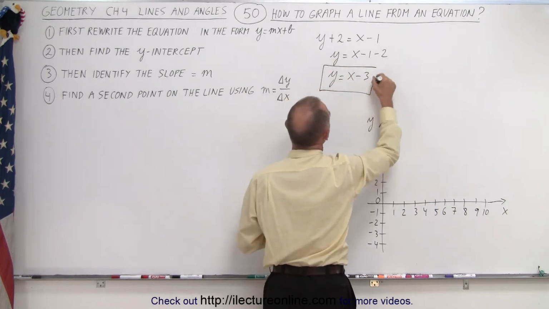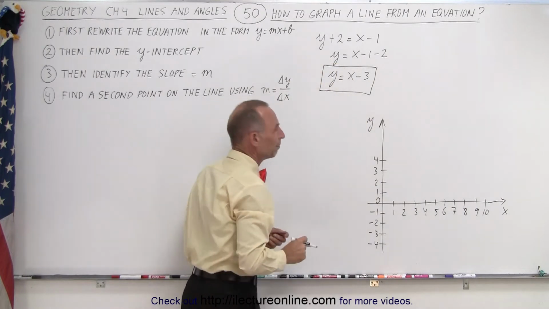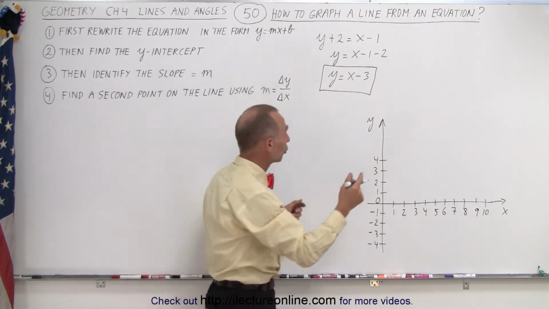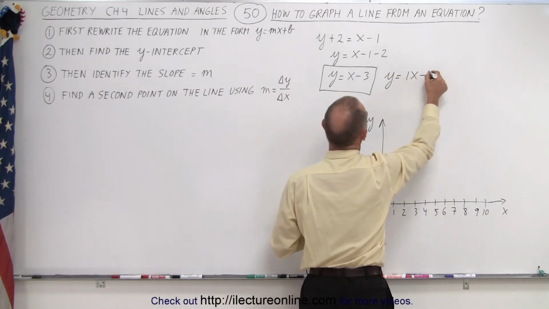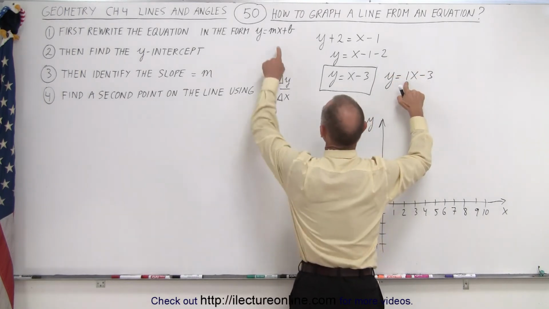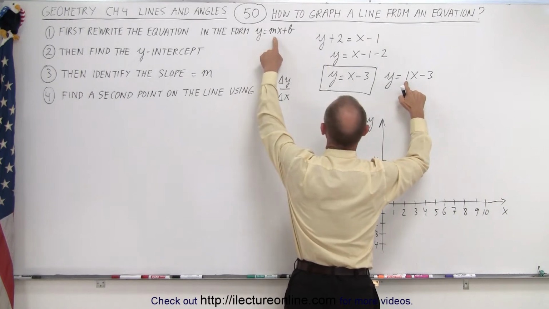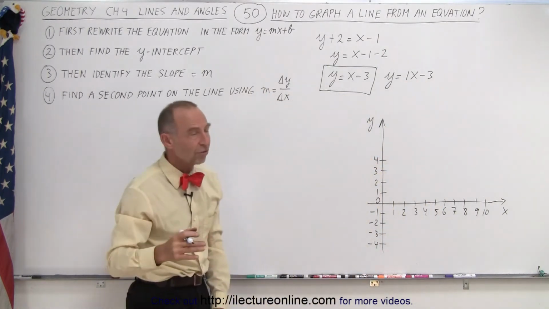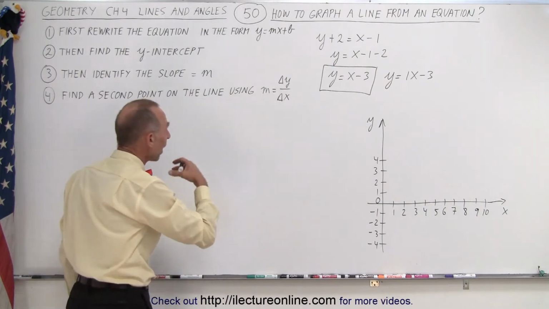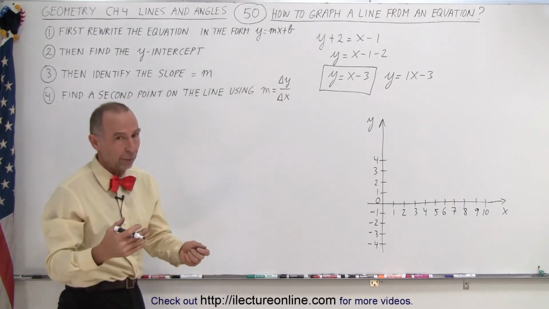Now we have the equation in the exact form. If you don't quite see it, you could write it like this, y is equal to 1x minus 3, and then you can see that m, the slope, is equal to 1, and b, the y-intercept, is equal to negative 3.